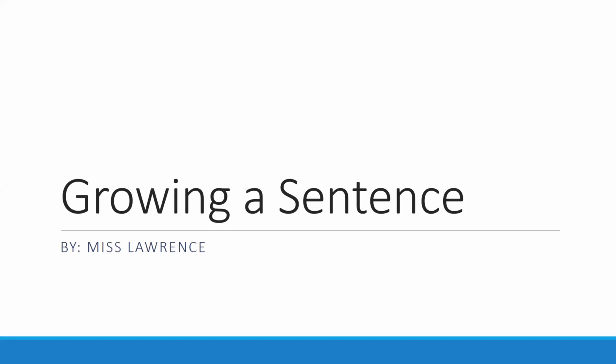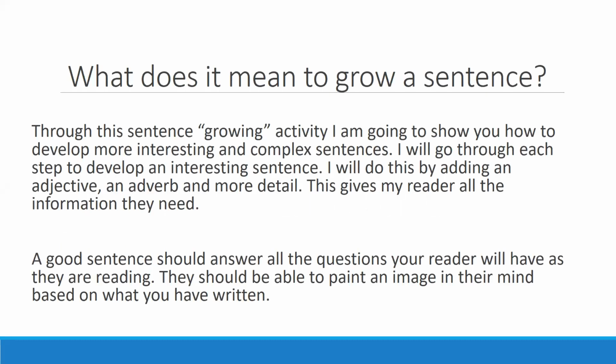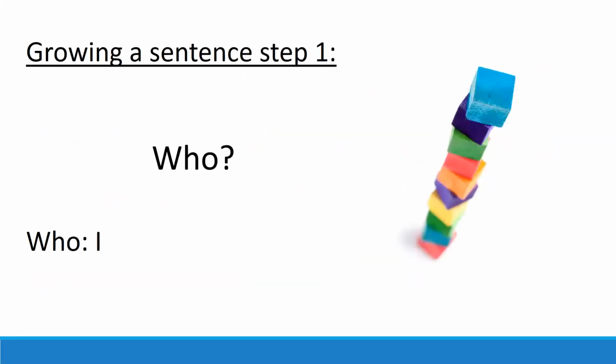This video is called Growing a Sentence. So what does it mean to grow a sentence? Through this sentence growing activity, I'm going to show you how to develop more interesting and complex sentences. I will go through each step to develop an interesting sentence. I will do this by adding an adjective, an adverb, and more detail. This gives my reader all the information they need. A good sentence should answer all the questions your reader will have as they are reading. They should be able to paint an image in their mind based on what you've written.